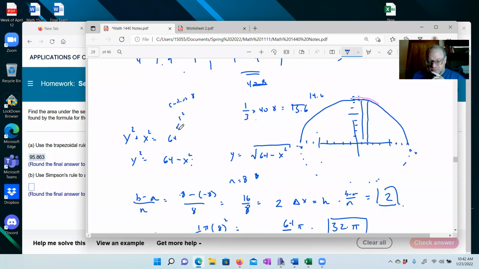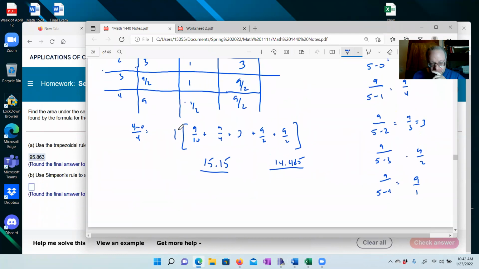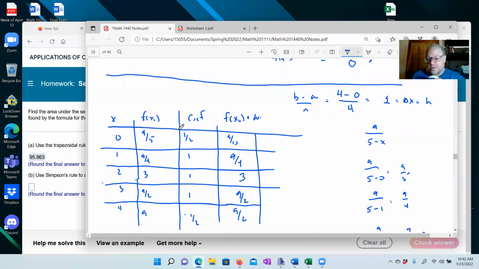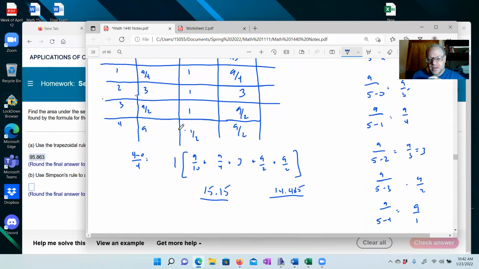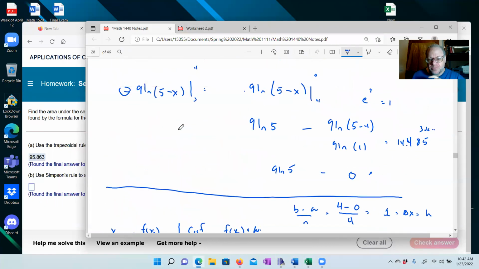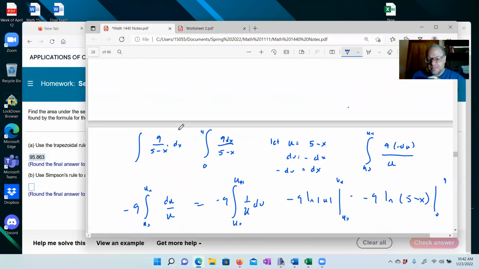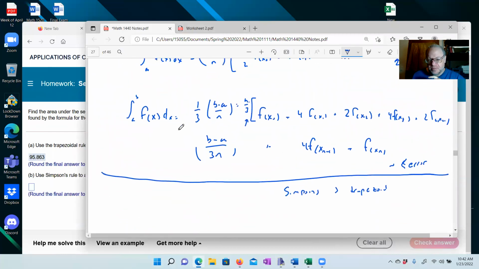So Simpson's rule, I'm just looking for Simpson's rule to write down here. And again, you're not responsible for memorizing Simpson's rule, okay? It's going to be provided to you. B minus a over n, times a third. We have 1, 4, 2, 4, 2, 4, 2, 4, 2, 1.